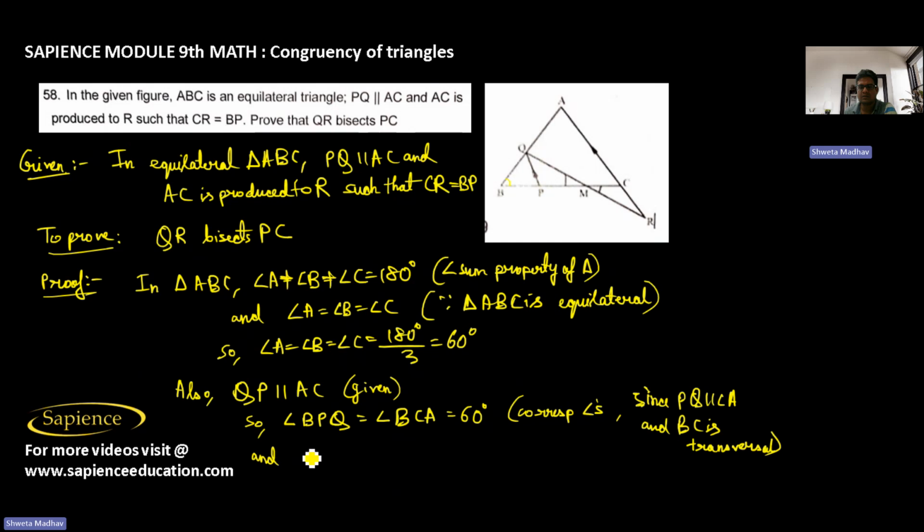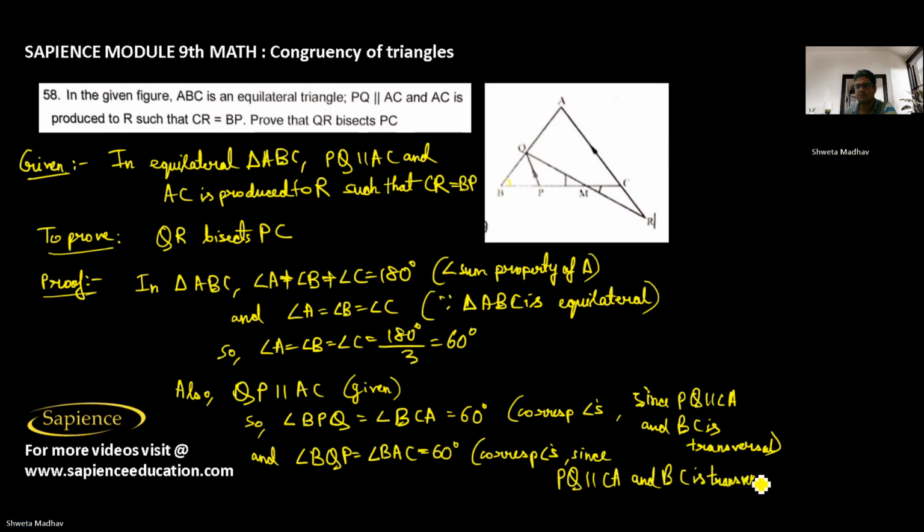And we can also see that angle BQP will be equal to angle BAC, which is equal to 60 degrees, since they are corresponding angles, since PQ is parallel to CA and BC is the transversal. This is 60 degrees.